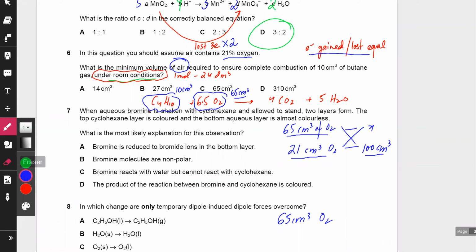You're not going to apply the percentage on the 65 cm cube. That percentage is applied on air, that 21% of air is oxygen. Is that clear? Yes sir. So 21 over 100 times x cm cube of air should give you 65 cm cube. You could do this, that this is air. Okay, got it. So, next one.